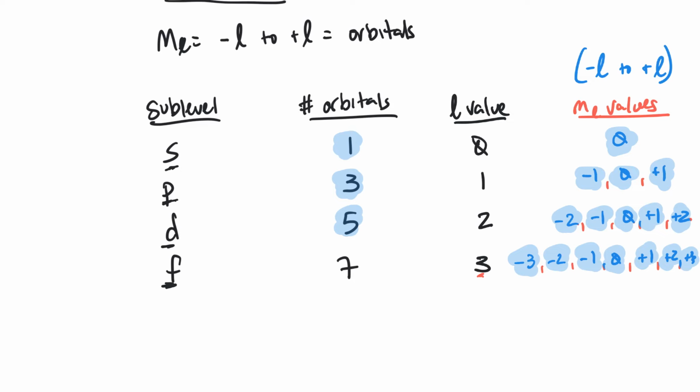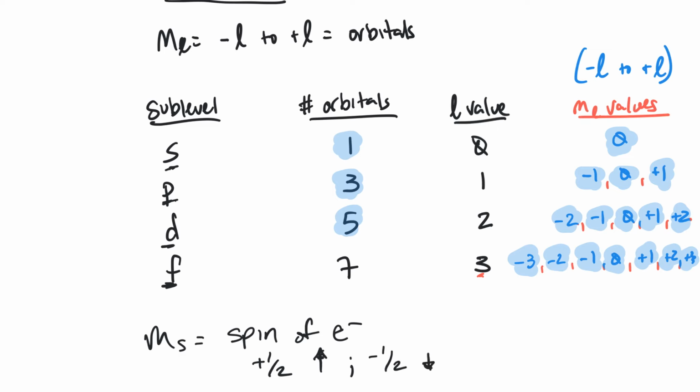And then the last one, M sub S. Remember, M sub S is just the spin of the electron. All that's really showing is that if it's plus 1/2, the electron is spinning clockwise, or if it's negative 1/2, then the electron is spinning counterclockwise.